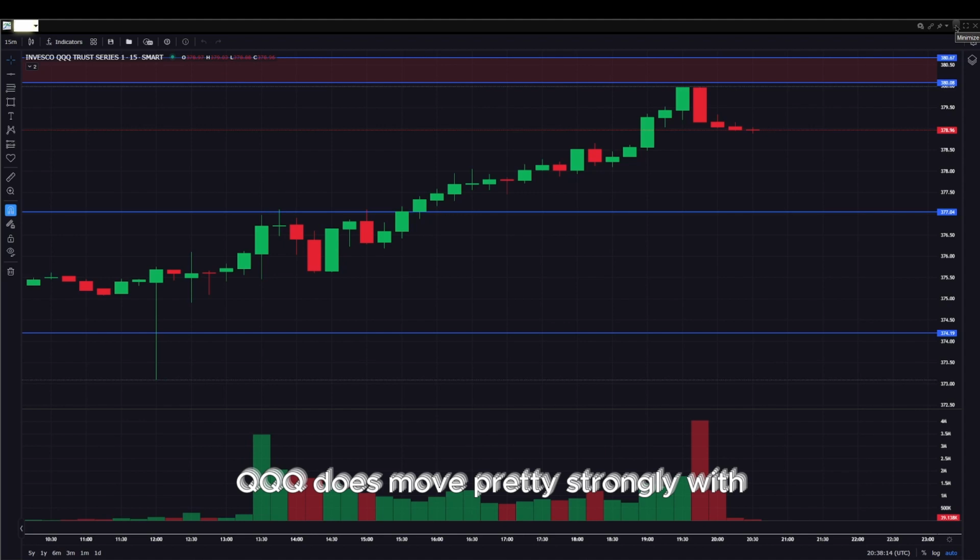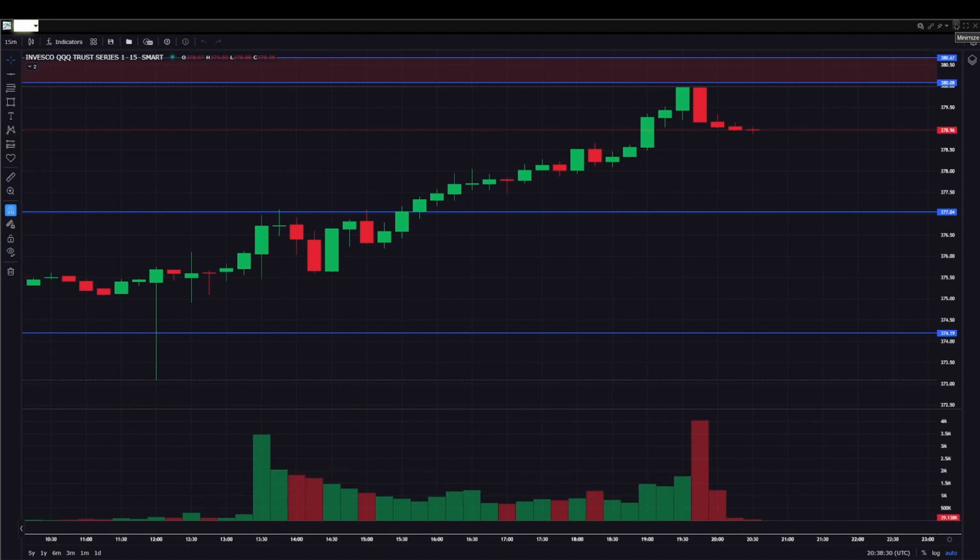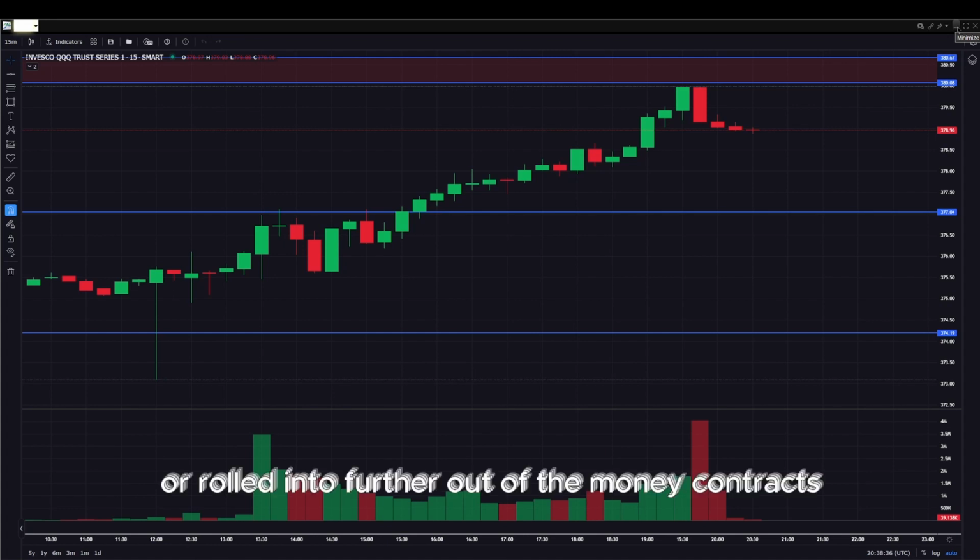QQQ does move pretty strongly with ES and SPY most of the time, so it's not the only confluence I use, but breaking SPY level resistances and also breaking ES resistances definitely keeps me in my call contracts longer. So until that was negated, I stayed in the position mostly or rolled into further out of the money contracts.